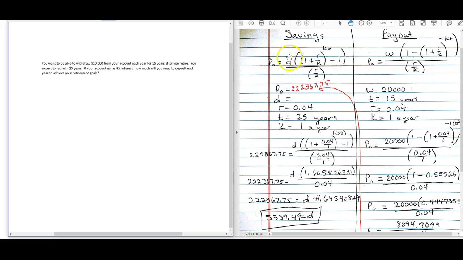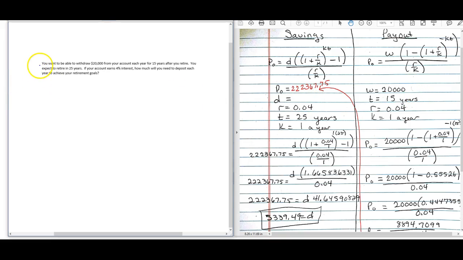One is where you're putting money in, where D is a deposit or a payment. Sometimes you'll see payment, or W is withdrawal, where you take out. You can see these are very similar, except here it's 1 plus R over K minus 1, and here we have 1 minus 1 plus R over K. You notice we have a negative here, and this one's positive, I think. Again, think savings, think payout.